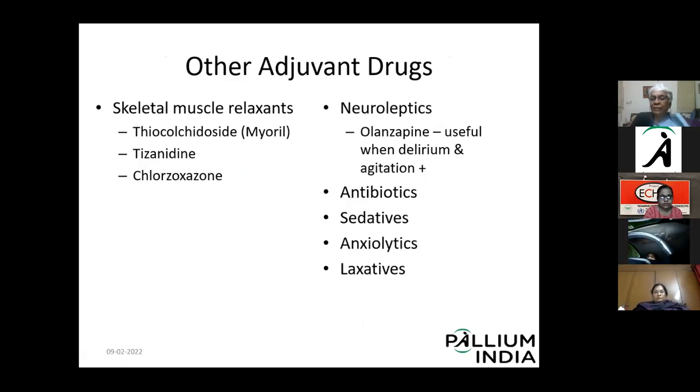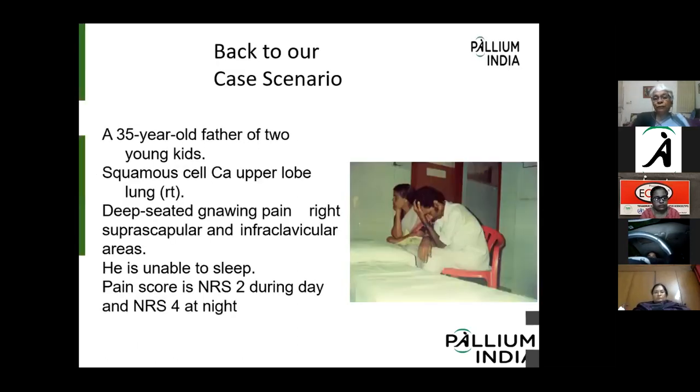Then if the patient has delirium and anxiety and agitation, you can use neuroleptic drugs. Then sometimes you may have to use sedatives if they're not having sleep, or anxiolytics or laxatives. So these are the other adjuvant drugs.